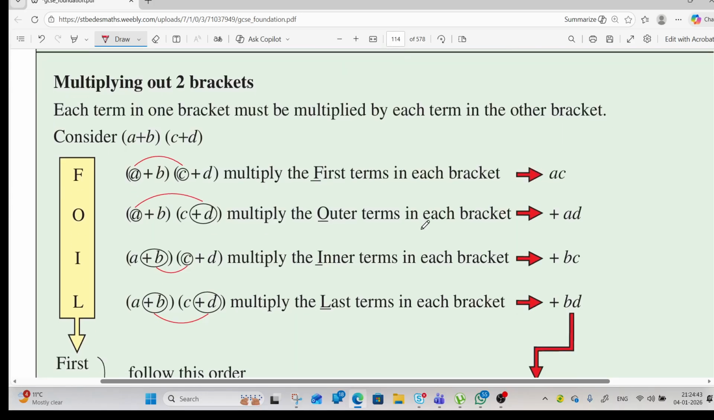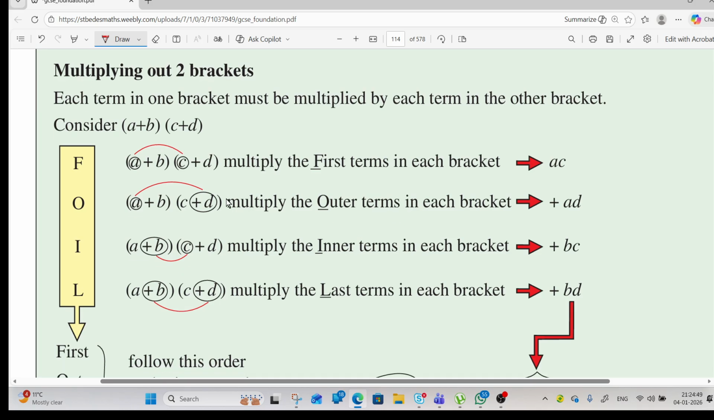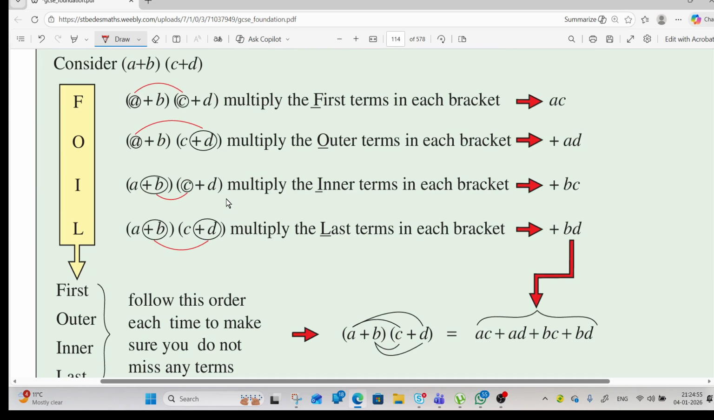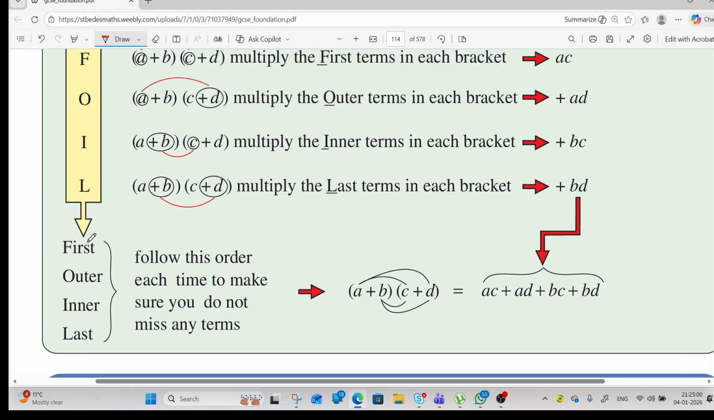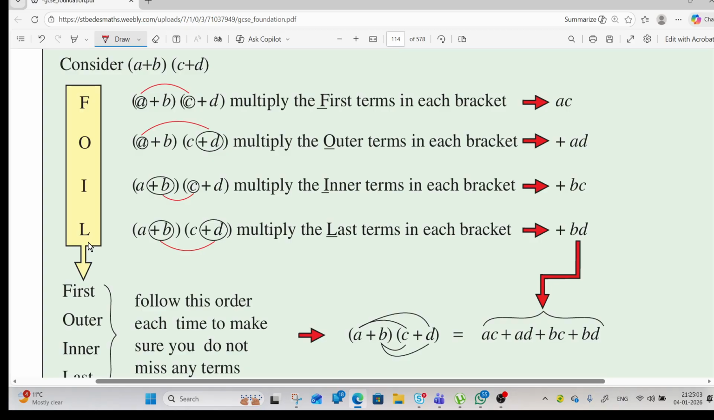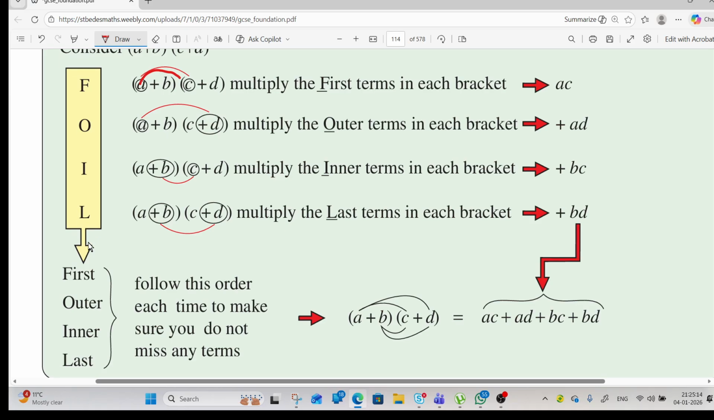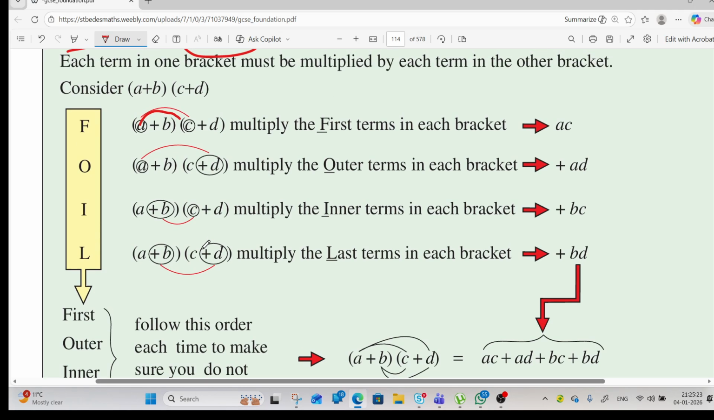Good. Now let's learn about this. If we have two brackets, how to multiply them. So you can remember this: FOIL. FOIL means first, outer, inner, last. This order you need to do. First you need to do the first terms, then outer, inner, last. So basically, first you need to multiply these two, then these two, then inner, then last.